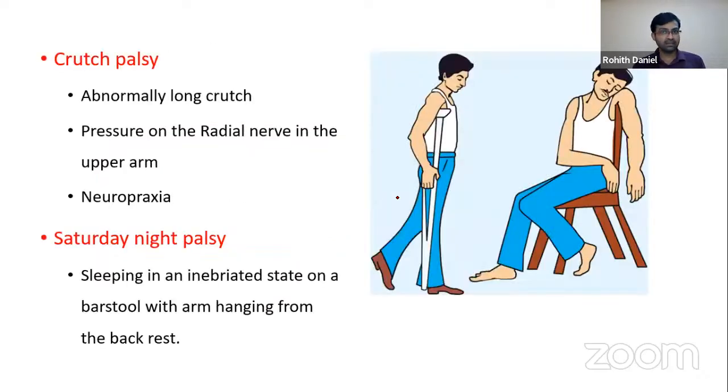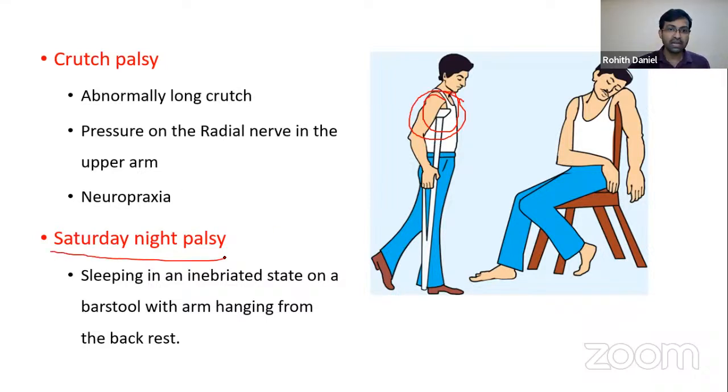What is this crutch palsy? Crutch palsy occurs when a patient using crutches uses a very long or a tall crutch. So when he is weight bearing on the crutch, there will be pressure on the proximal part of the arm, and especially on the radial nerve, causing neuropraxia. Neuropraxia is just a temporary conduction block of the nerve, and this will cause a paralysis of the wrist extensors. So you get your wrist drop as well as finger drop and sensory loss.